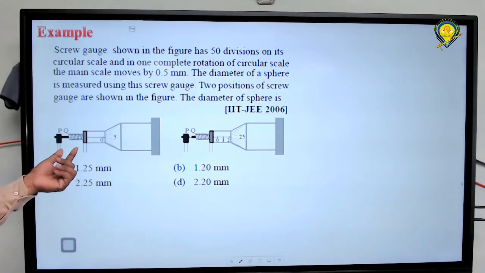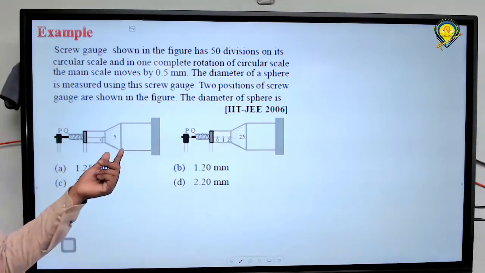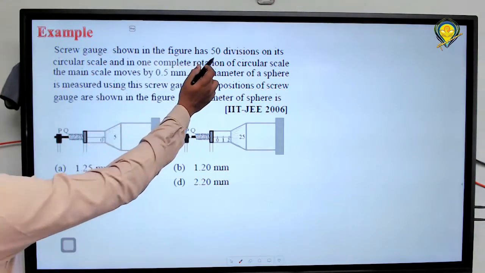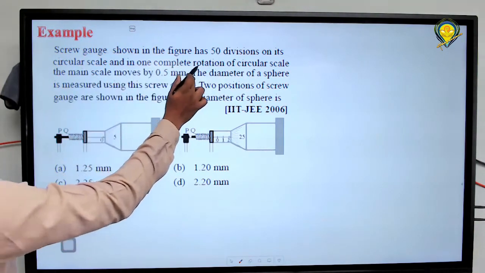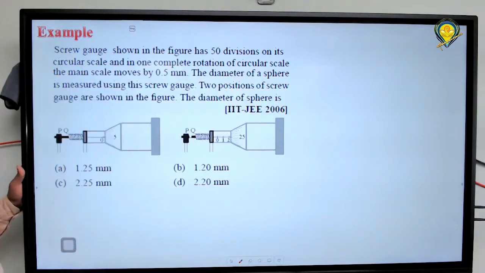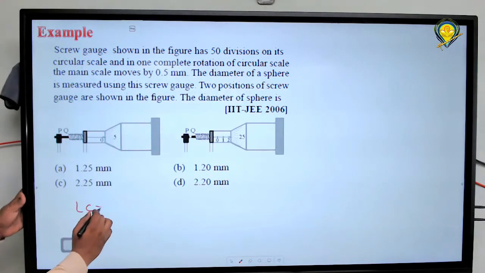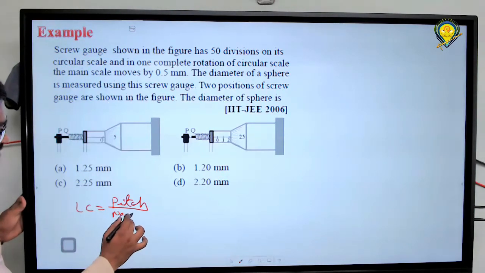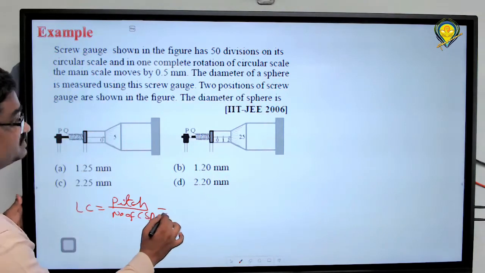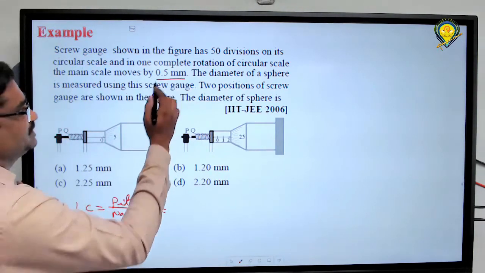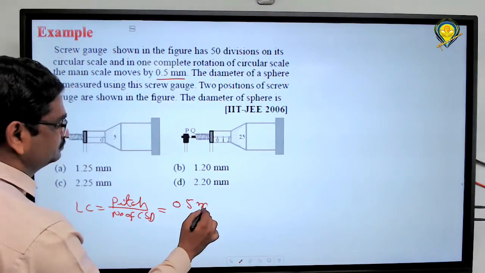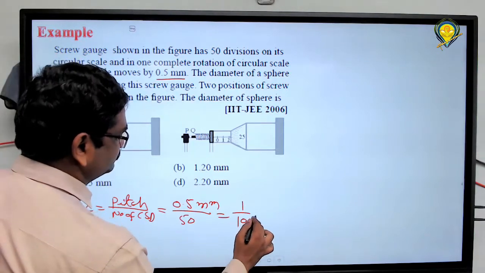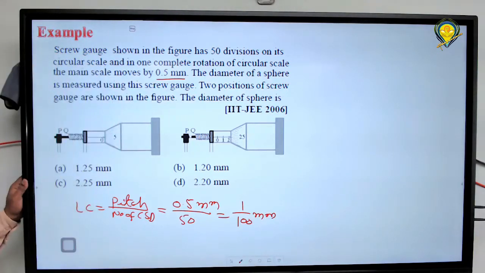First diagram without any object, second diagram with object. Check this one. So what about least count? 50 divisions on it, circular scale, and 1 complete rotation circular scale moves 0.5 mm. That means least count equal to pitch of the screw by number of circular scale divisions. Pitch of the screw is how much? For 1 rotation, how much it traveled? 0.5 mm by number of circular scale divisions are 50. That equal to 1 by 100. So this is the least count of that particular instrument.